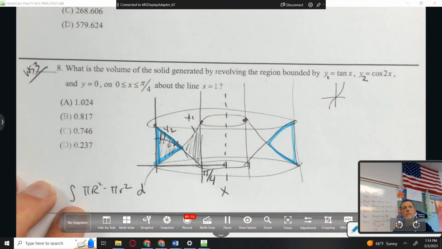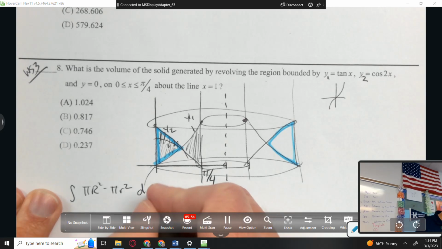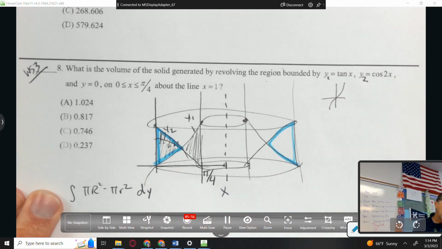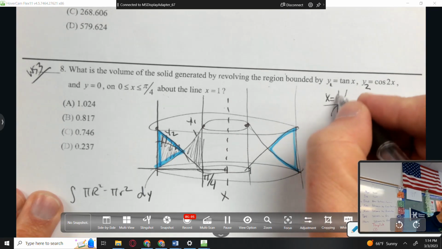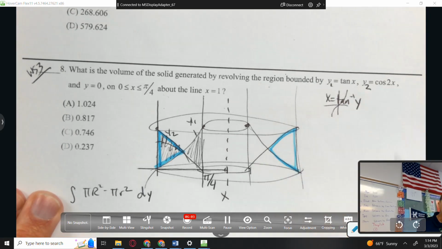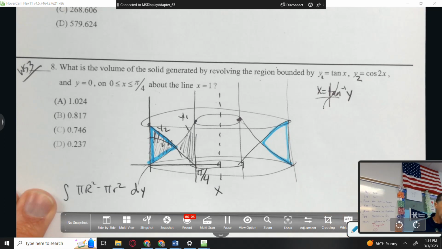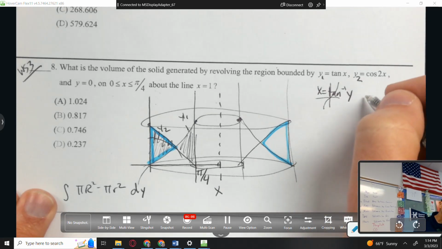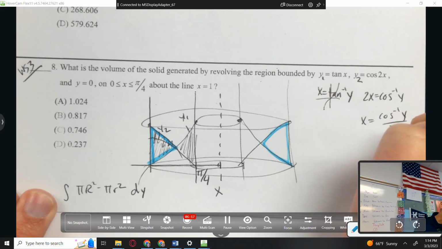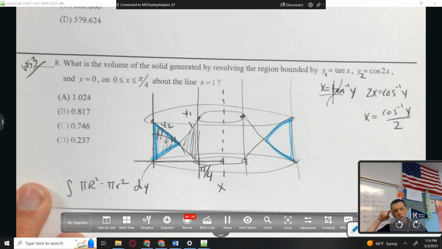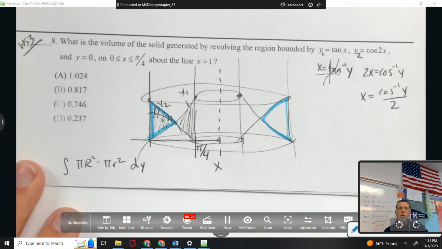So everything's got to be in terms of y, which means that x equals inverse tangent of y. This problem is awful. And 2x is the inverse cosine of y, so x is the inverse cosine of y over 2. I switched those because I know I'm going to need them in terms of y.